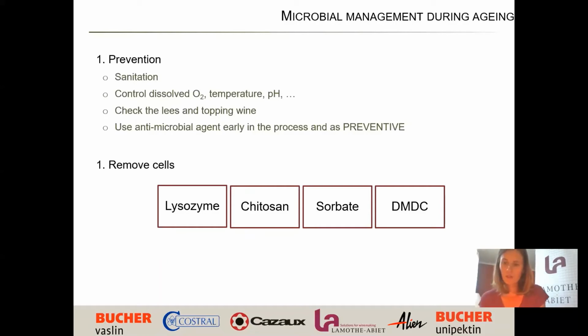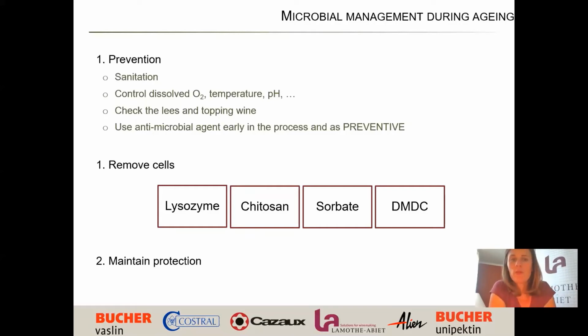Sorbate is for yeast. You don't want to use sorbate with bacteria presence, otherwise you will end up with a geranium taint. So we use sorbate in sweet wine, usually just pre-bottling to stabilize and to prevent re-fermentation. DMDC or Velcorin is usually also used just pre-bottling as an agent that will kill the yeast, mostly focusing on not having a second fermentation and not having Brettanomyces contamination.